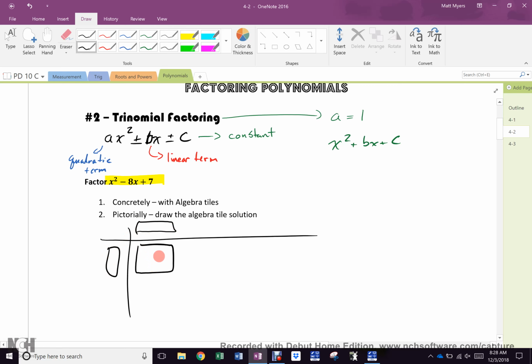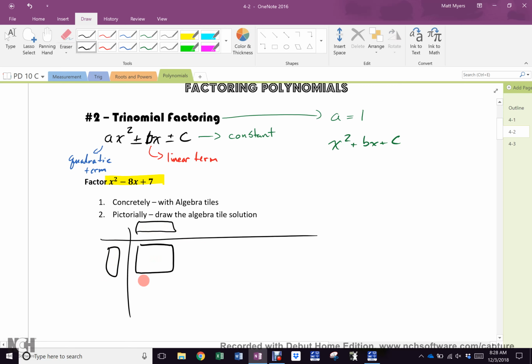Now I've got some choices, don't I? Somehow I need to fit 8 X's in there and 7 singletons, right? How am I going to do that? Well, let's think about this. Can I put a singleton there? No, why not? Because I need that stretch, don't I? Okay. Can I put a singleton there? No. Why not? Because I have this stretch here, don't I? All right, so I can't put any singletons there.